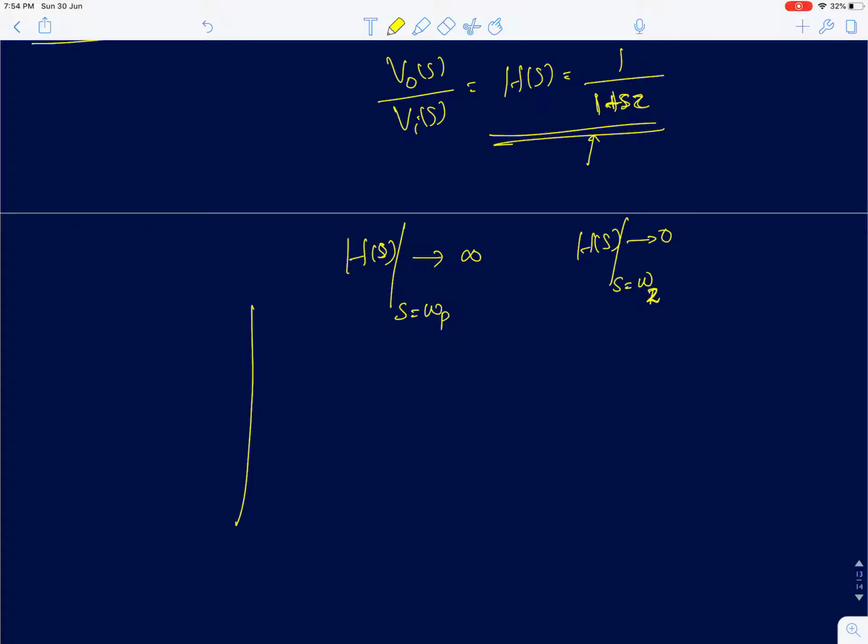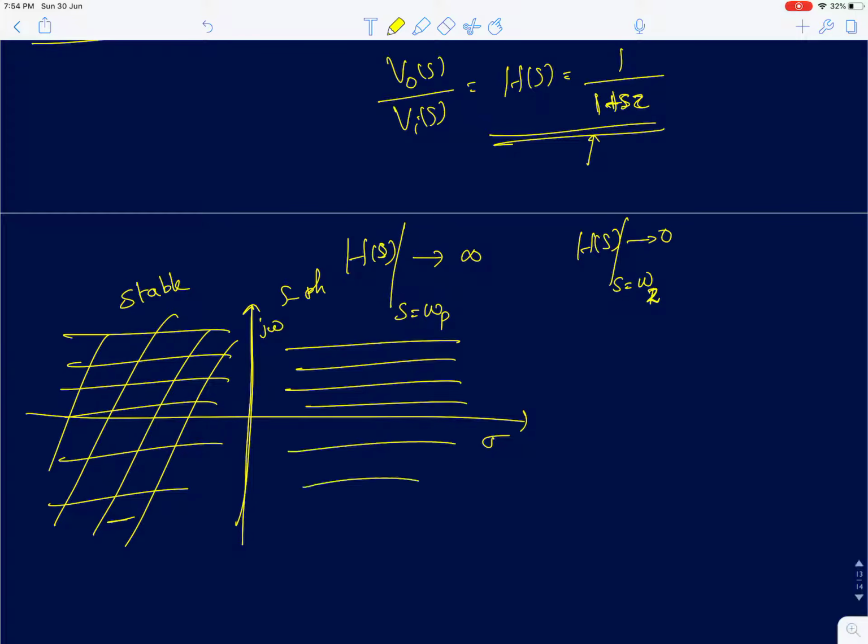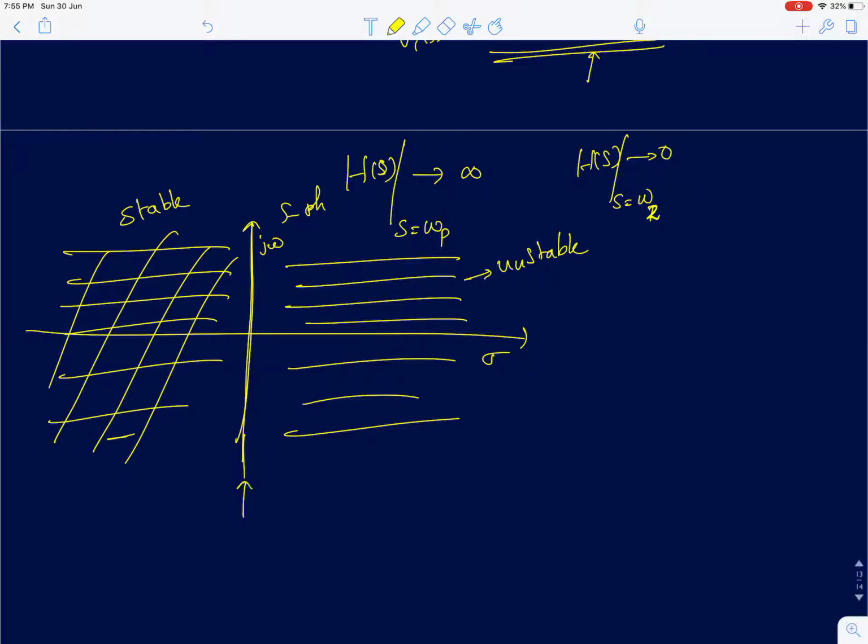Also you know that if the transfer function has poles and those poles lie in the left half of the s domain, so this is called the s plane, with the real axis and the imaginary axis, then the system is said to be stable. If they lie in the right half plane, the system is said to be unstable. Now if your poles lie on the j omega axis, then the system is said to be marginally stable. It's also called oscillatory.